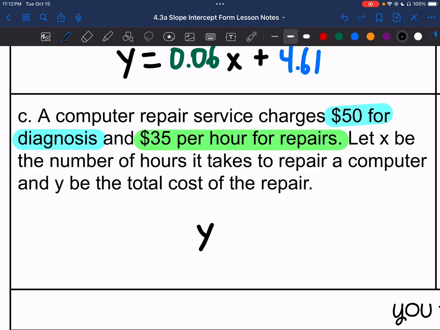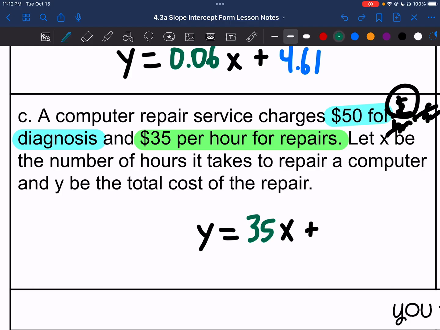So I write my equation, y is equal to my slope, 35 dollars per hour times the number of hours. So if we know that's dollars per hour times hours, what cancels out? The hours cancel out and we're left with dollars. All right, and now we're going to add in our starting value, which is $50. So no matter what, you're paying that $50.